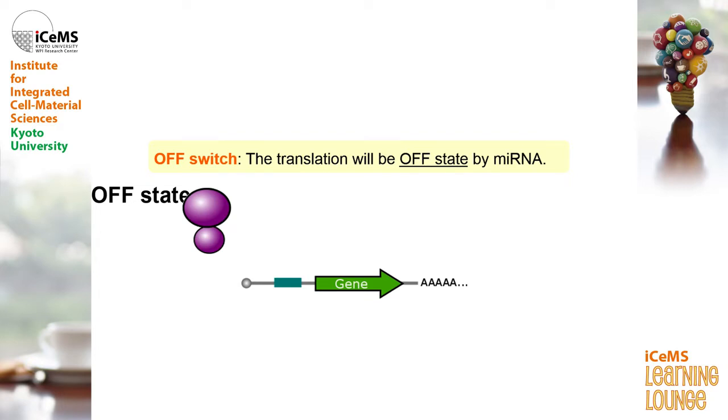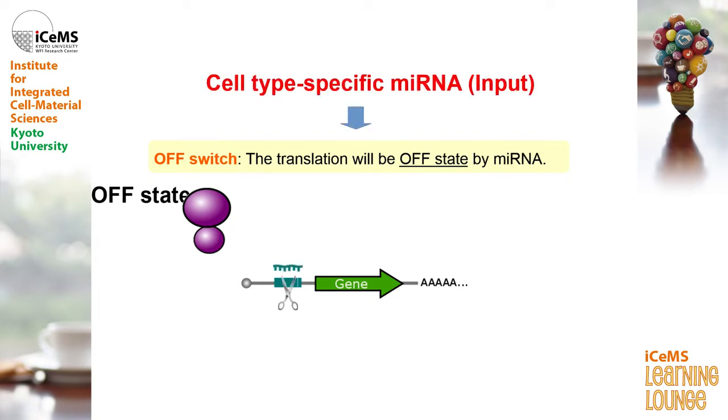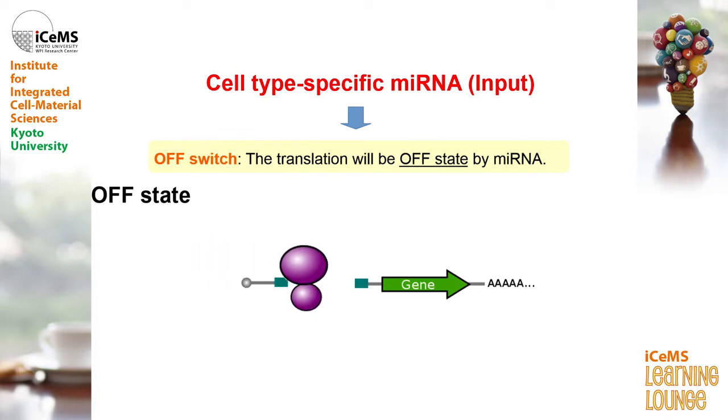In the presence of cell type specific microRNAs, these microRNAs recognize this switch and digest the switch. Because the ribosome scans from the mark at the end of the messenger RNA, the protein is not synthesized anymore. So we can distinguish the cells which have cell type specific microRNA from others by the decrease of the fluorescent signals.